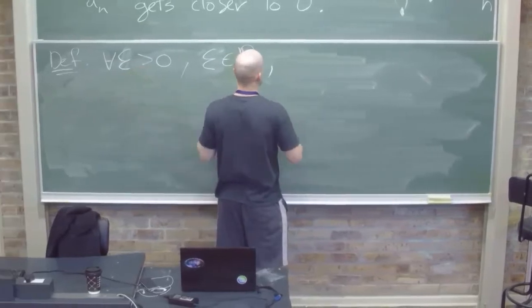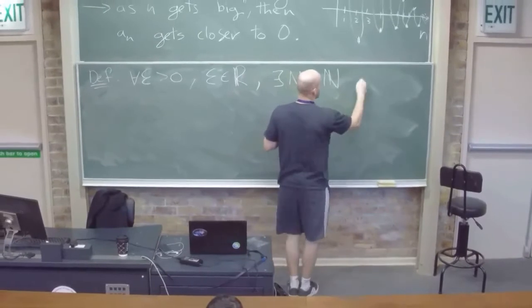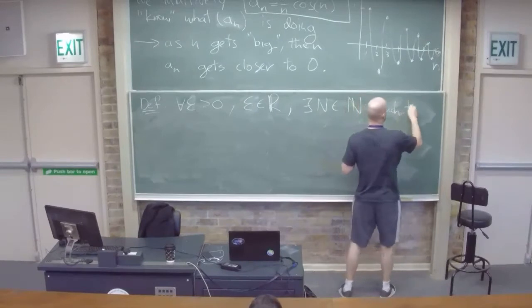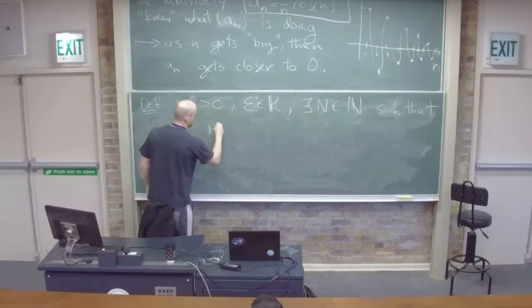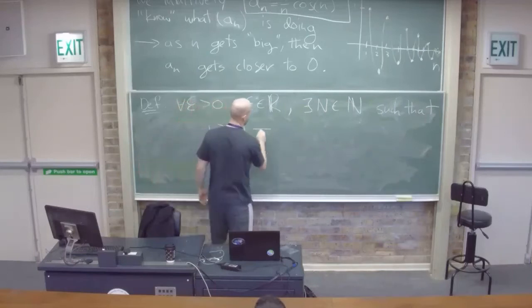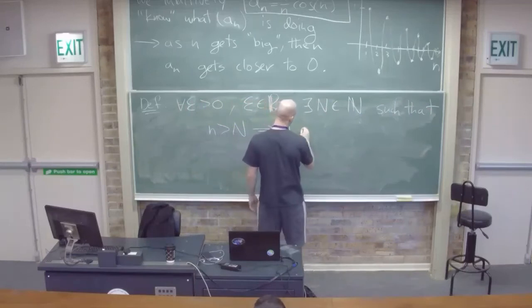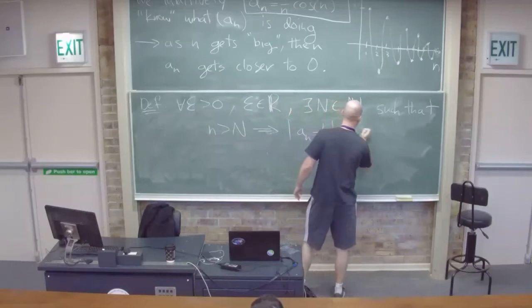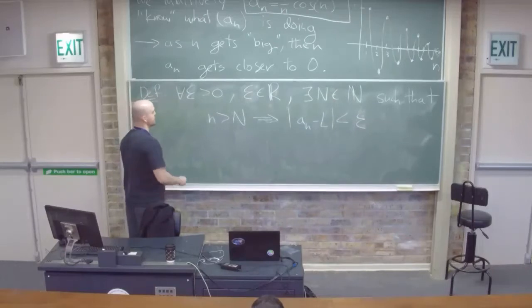For any positive real number, there exists some natural number N such that, let me write it out when we're first writing it, such that n greater than N implies that a_n is less than epsilon. Okay, and they write this down, and then they tell you, yep.